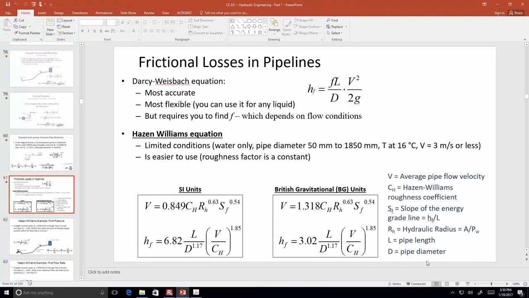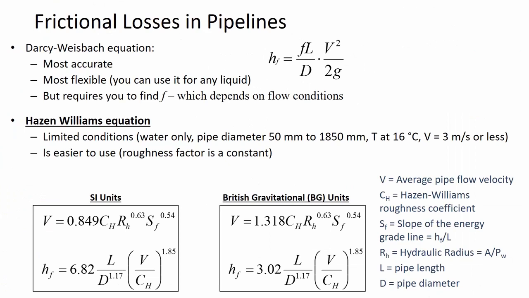The Hazen-Williams equation is limited to pipe diameters from 50 millimeters to 1850 millimeters, and it's for a specific temperature. Technically, it's only calibrated for water at 16 degrees Celsius, and the velocity flowing through the pipe should be less than 3 meters per second. That's a pretty specific thing. As you get further away from 16 degrees Celsius, that introduces error.